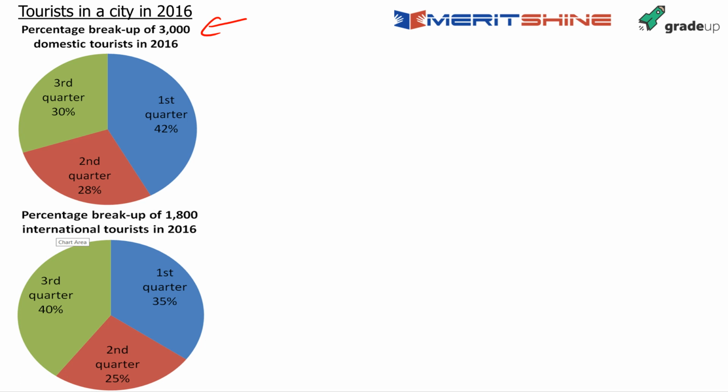Quarter का मतलब क्या होता है? 3 महीने का span. So how many quarters are there in a year? If you talk about 1 year, there are 4 quarters. Fine. So here there is slight ambiguity in the data. I have put it deliberately here. It says percentage breakup of 3000 domestic tourists in 2016.